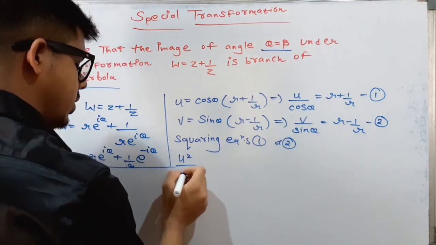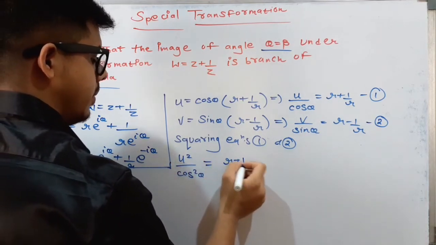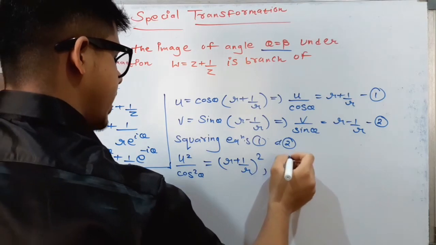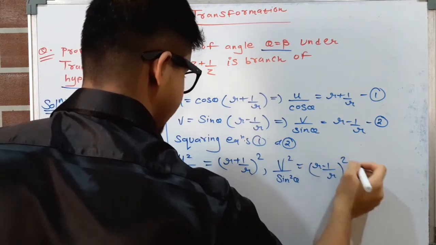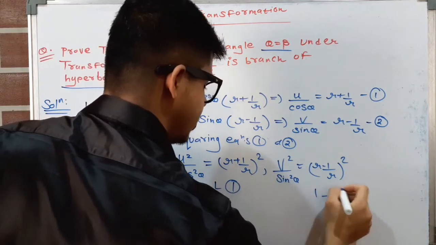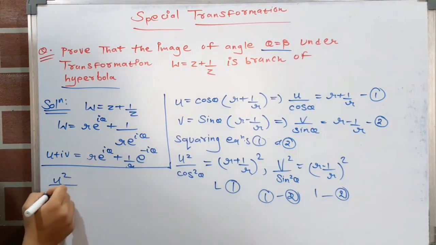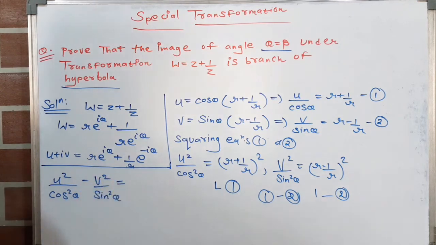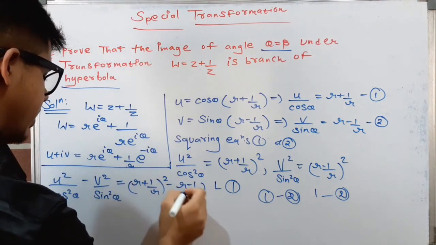So u square upon cos square theta equals to r plus 1 upon r the whole square. Okay, and we will get v square upon sin square theta equals to r minus 1 upon r the whole square. So now we will subtract these two equations. So we will subtract 1 minus 2. Okay, that is 1 minus 2. So we will get u square upon cos square theta minus v square upon sin square theta equals to r plus 1 upon r the whole square minus r minus 1 upon r the whole square.